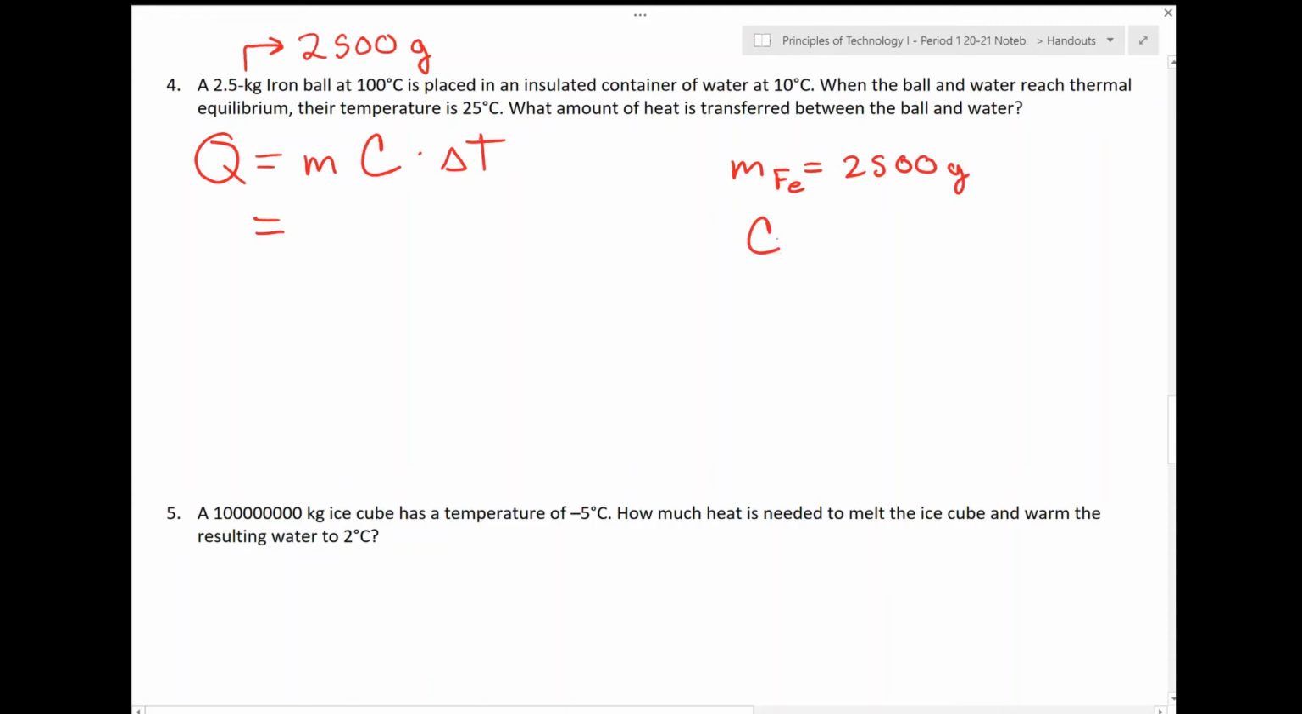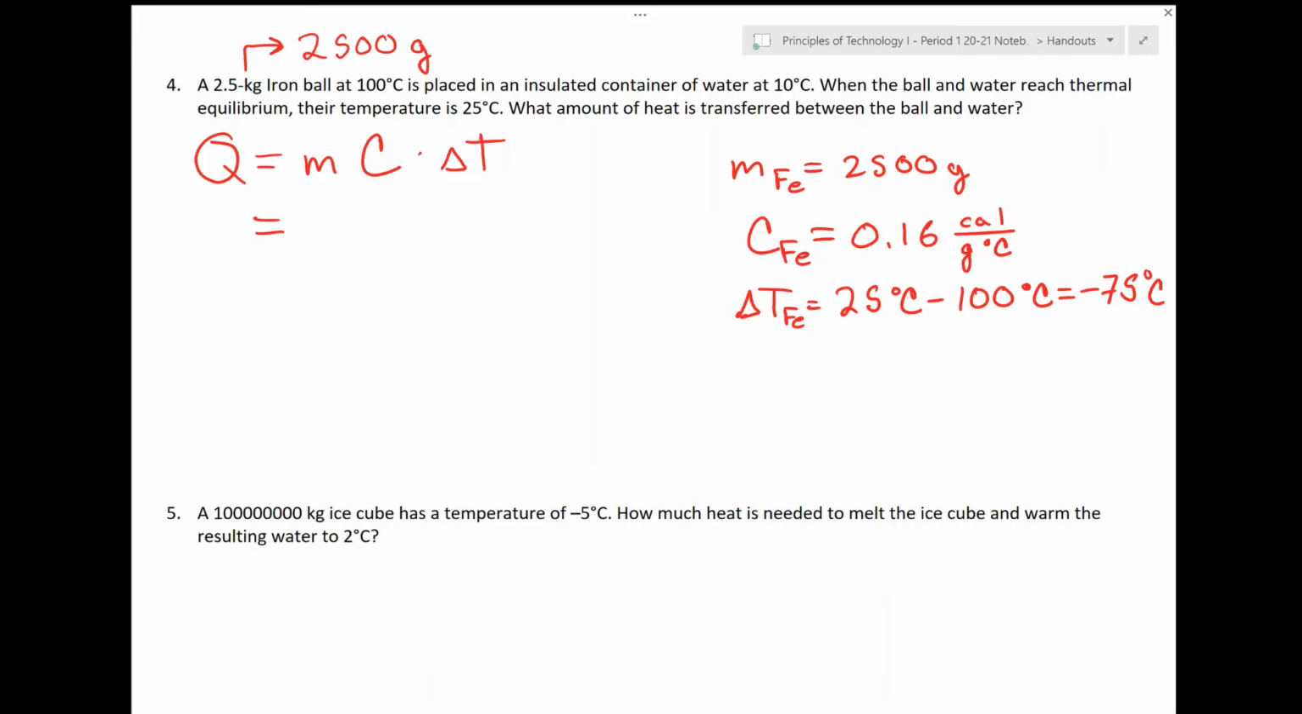I need to look up the specific heat of iron in our book, and the specific heat of iron is 0.16 calories per gram degrees Celsius. Lastly, I need the temperature change for the iron ball. So the change in temperature of the iron is equal to its final temperature of 25 degrees Celsius minus its initial temperature of 100 degrees Celsius, giving us negative 75 degrees Celsius. This temperature change is negative because the iron ball is being cooled by the water.